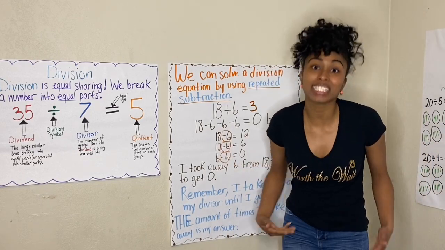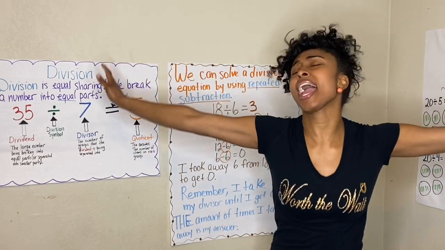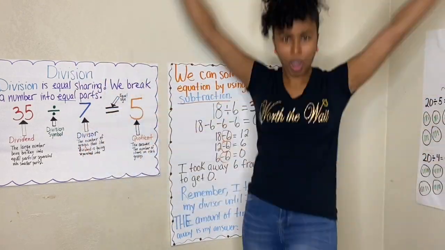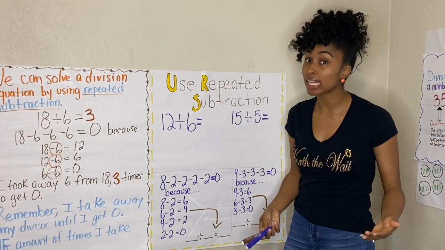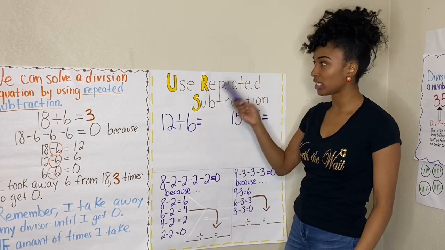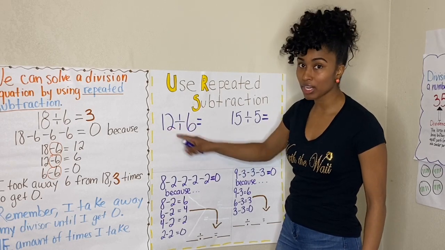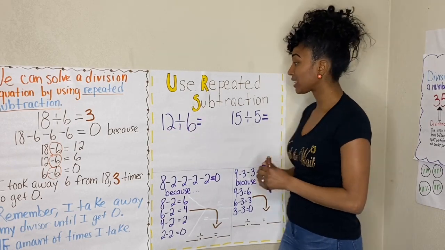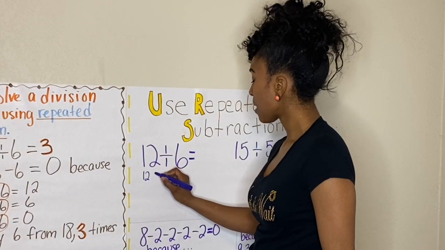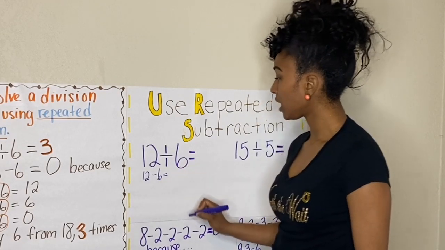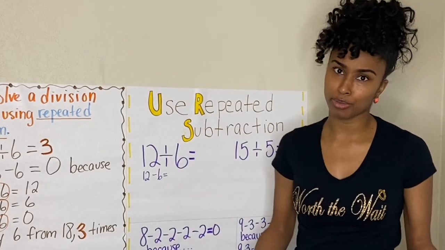Okay, now we're going to practice together by doing repeated subtraction. Say yeah! Woo! All right, here we go. I'm going to use repeated subtraction as my strategy to solve my division equation. We take away our divisor from the larger number until we get 0. All right, let's start. 12 minus 6 equals what? We can either count on, or if you know your doubles facts, you would know.